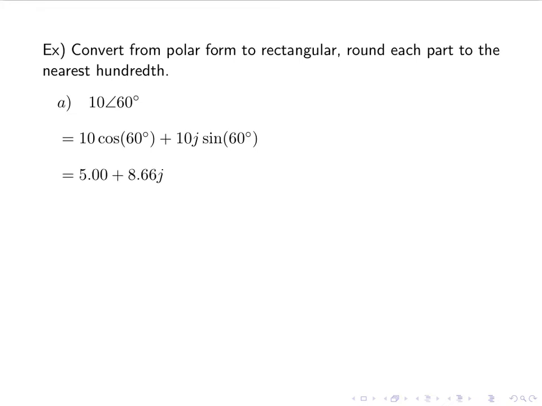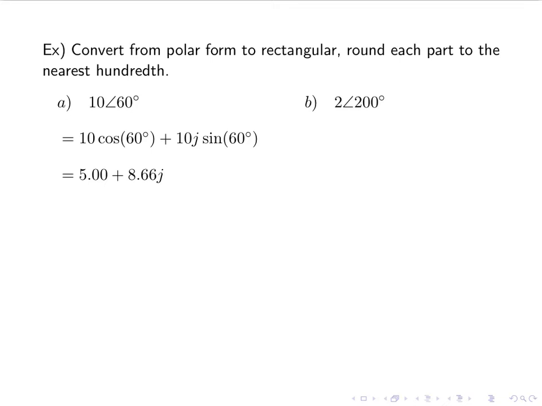10 cosine of 60 degrees is 5. Cosine of 60 is exactly a half. And then 10 sine of 60 degrees is 8.66. Don't forget the j, right? It has to be in rectangular form, so a plus bj.